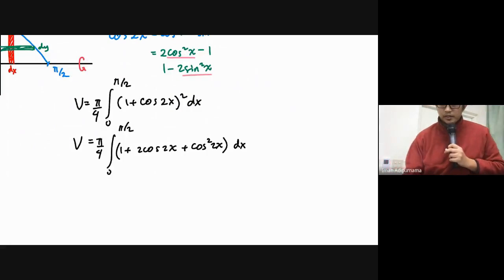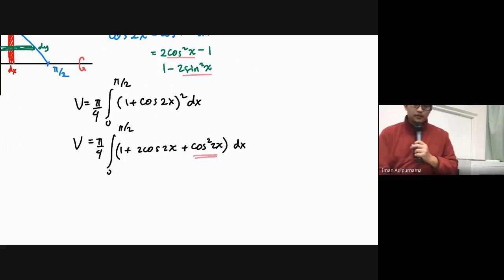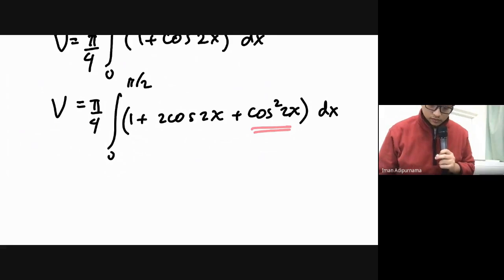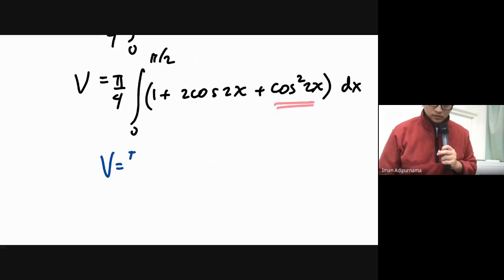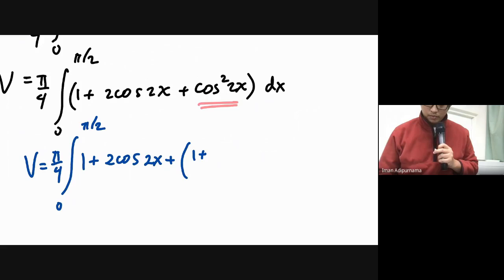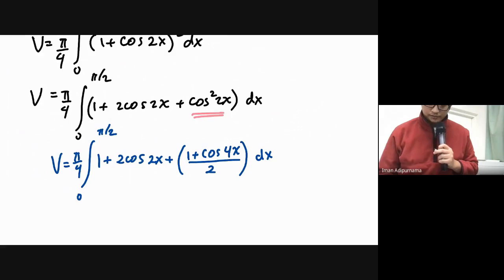Now you're getting the other squared term, right? Cos squared 2x. Okay. Now you have cos squared 2x. And by doing the same thing like we did, we can make it the double angle and make it 4x. And then I think it will be solvable and easier to integrate. And let me make the bracket, 1 plus cos 4x and then over 2. Now it's dx.